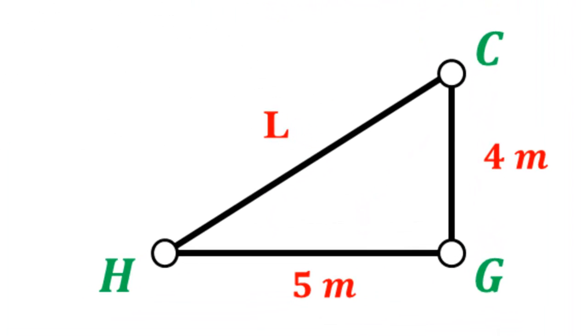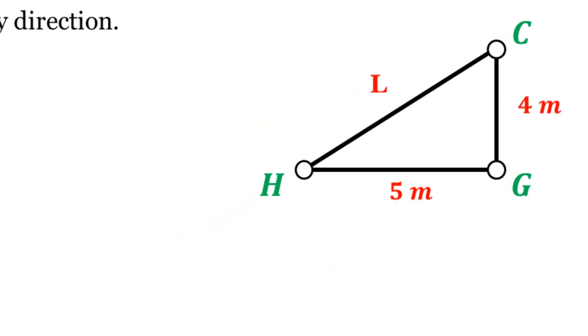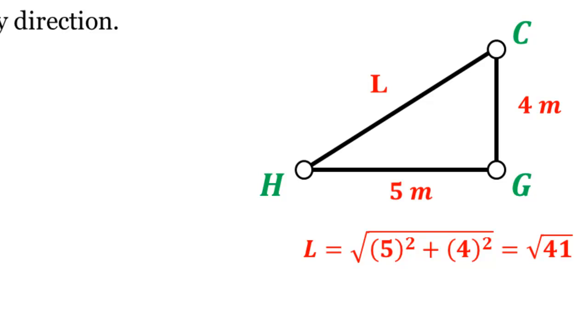Okay, this triangle shows the members HC, HG, and CG. We have HG to be 5 meters, the length of HG. The length of CG is 4 meters, and we need to find the length of the member HC. How can we find this? Okay, Pythagorean, square root of the sum of the squares. I will have L to be the square root of 41.